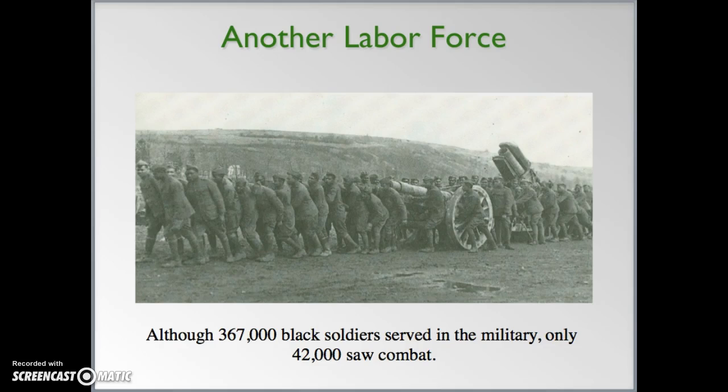So, by the way, civil rights, we have 367 black soldiers fighting for their country, and when they come back, they can make a claim to citizenship, right? So this is an important part of civil rights in that African Americans are showing they're willing to defend their country.